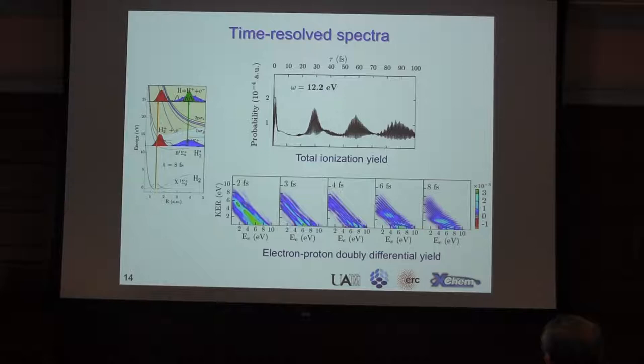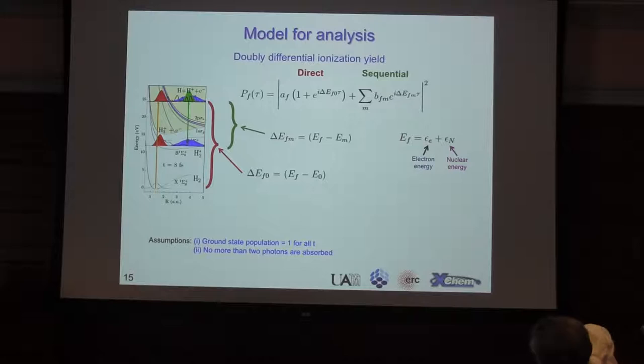Okay, so to understand the different features that one will observe in an ideal experiment like the one I have presented, we have developed a simple model in which we assume that the probability of ionization is the square of two terms. The first one represents the direct ionization process, the process that results from absorption of two photons, and the second one is the sequential one. In the first one, we have the amplitude for direct two-photon absorption, and this amplitude is multiplied by 1 plus the exponential of the energy difference between the ground state and the final state, multiplied by the time delay tau.